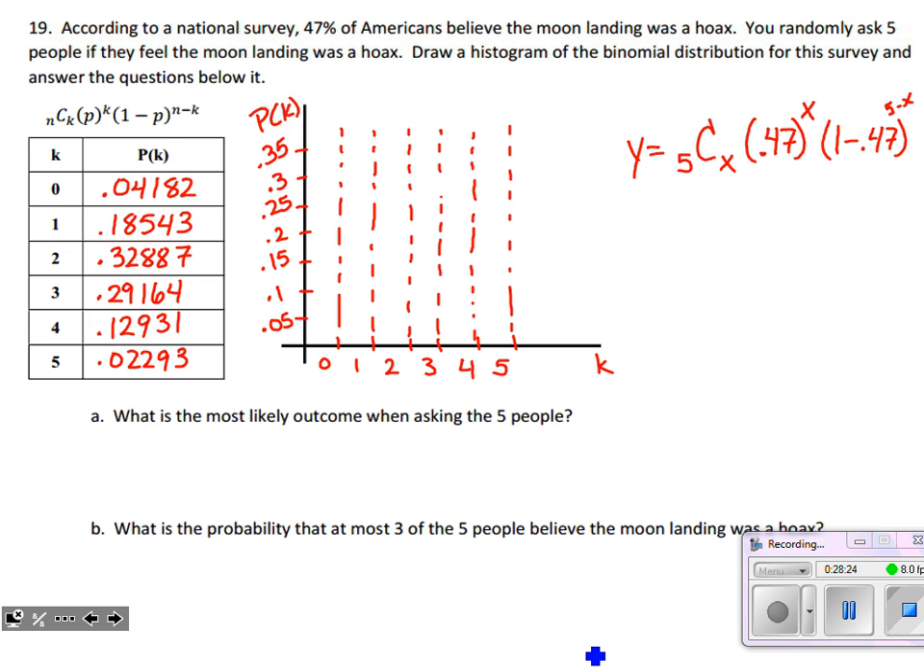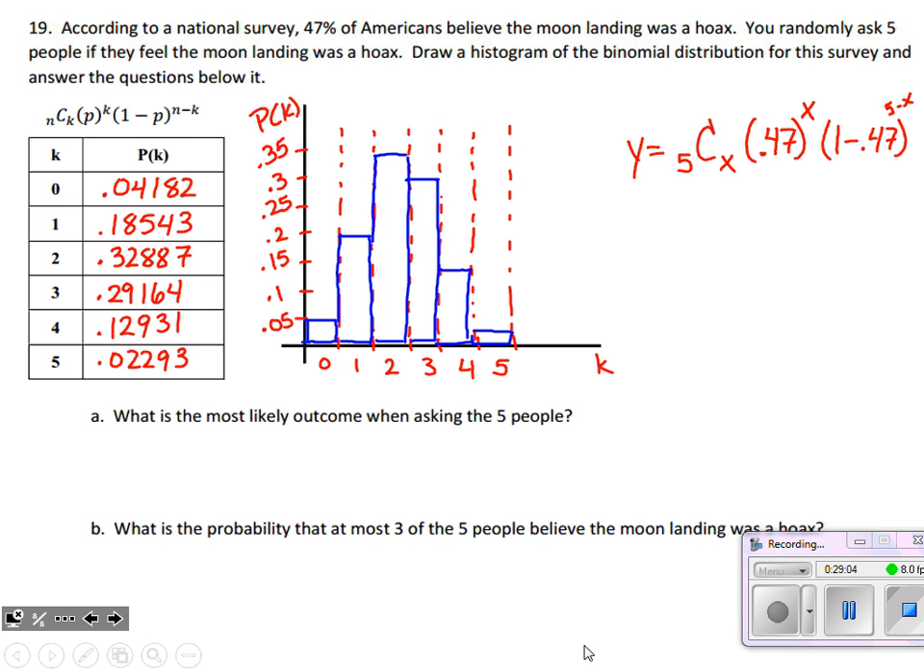All right, so we'll fill that in. The first one almost at 0.05. Okay, the next one, 0.18543, almost at 0.2. Next one, 0.32887, almost to the top of our graph. For 3, I got 0.29164. For 4, I've got 0.12931. And for 5, 0.02293. All right, so there we have that distribution and can clearly see what's the highest probability.